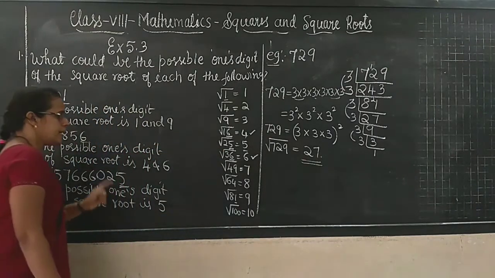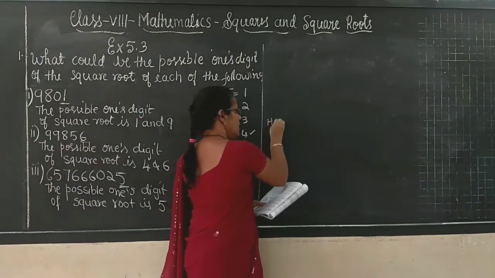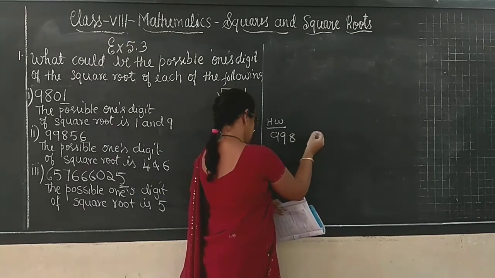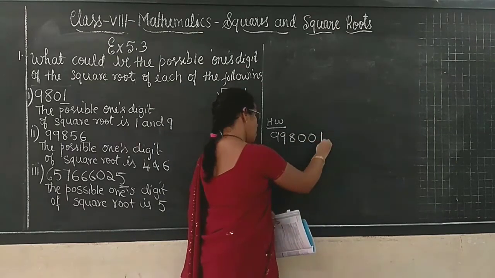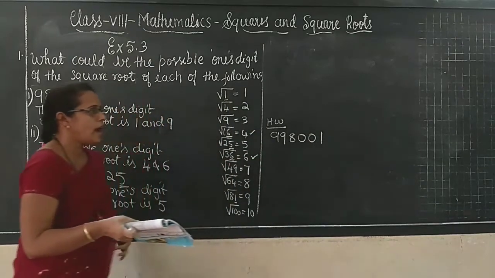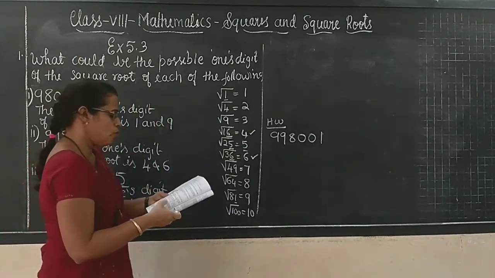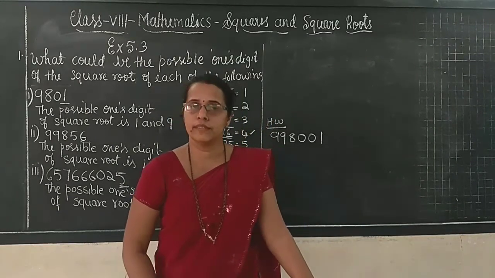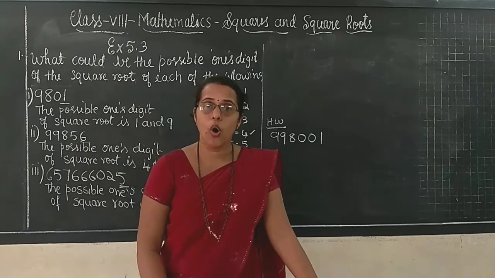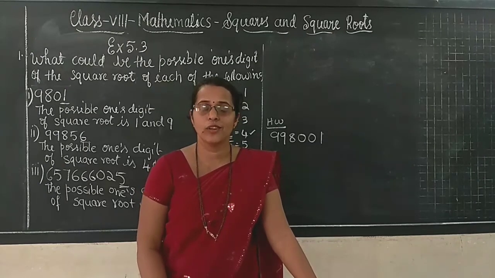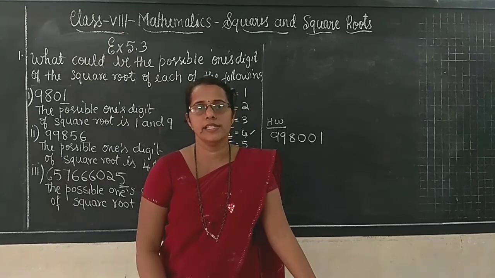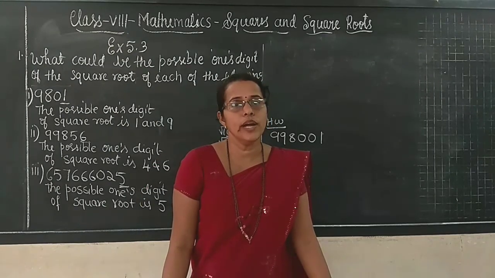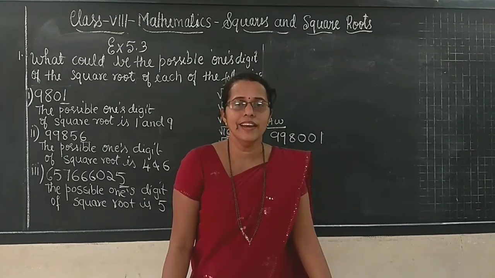So now please write down one homework. Homework: 9, 9, 8, 0, 0, 1. Okay, children? So 998001 is the homework problem. Children, I hope you are all doing this. Try to learn by heart all the square numbers so that you can write the square root very easily. That's all about today's class. In the next class, let us do the exercise problems. Okay, till then, take care.